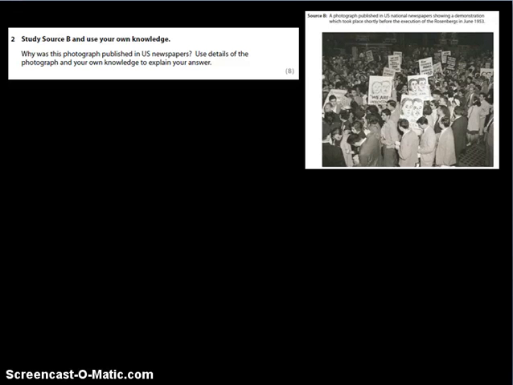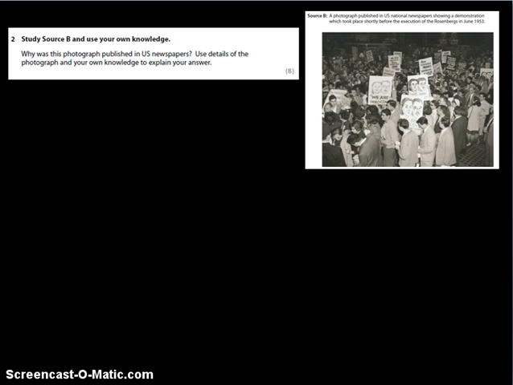Okay, so the second question in this paper is to do with the purpose of a source. It's worth 8 marks, and you shouldn't spend longer than 10 minutes on this question. Now, if you have a look at this one, it says study source B and use your own knowledge. There are a couple of questions on this paper where the examiner wants you to use your own knowledge. With this question, it's using your own knowledge to help you explain why a source was created.